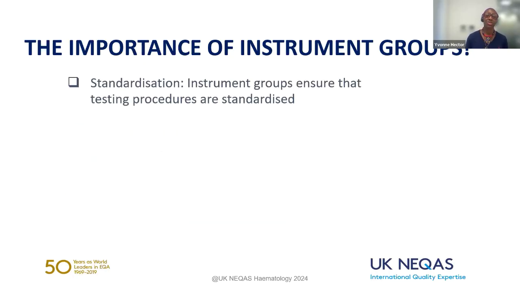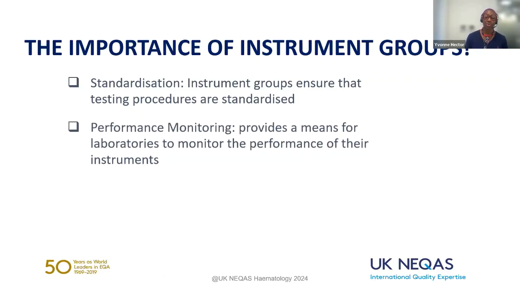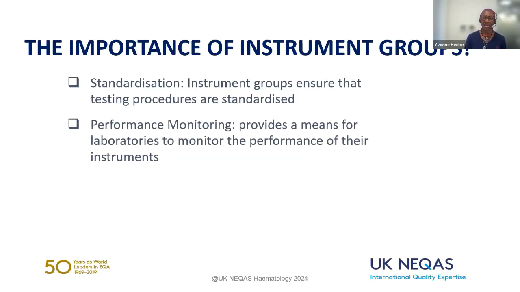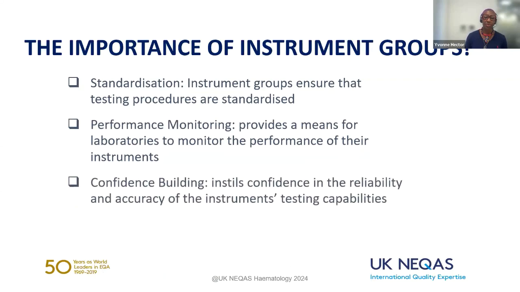So the importance of instrument groups: we're looking at standardization here, and the importance is to ensure that testing procedures are standardized across different labs. This would lead to consistent and reliable results. When we're looking at quality assurance, labs can assess the accuracy and precision of their instruments, helping to maintain high quality testing standards. For performance monitoring, instrument groups can provide a means for labs to monitor the performance of their instruments over time, identifying any issues or deviations that may arise.